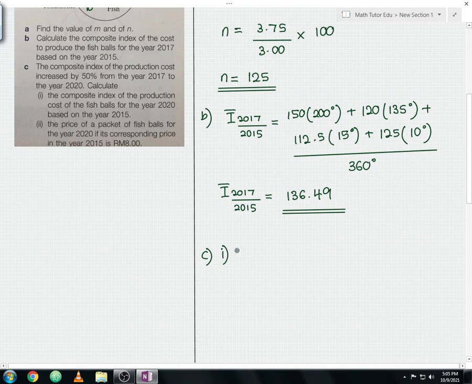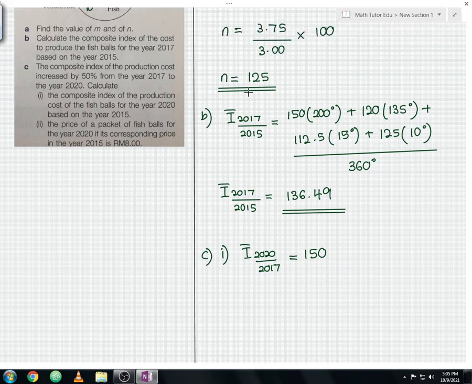So from here we can write in our working the composite index of the year 2020 based on the year 2017 will be equals to 150. So let me underline this.